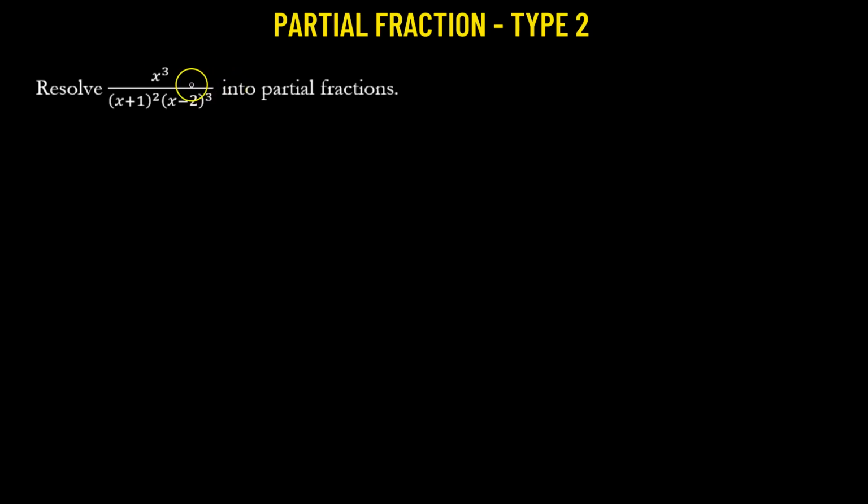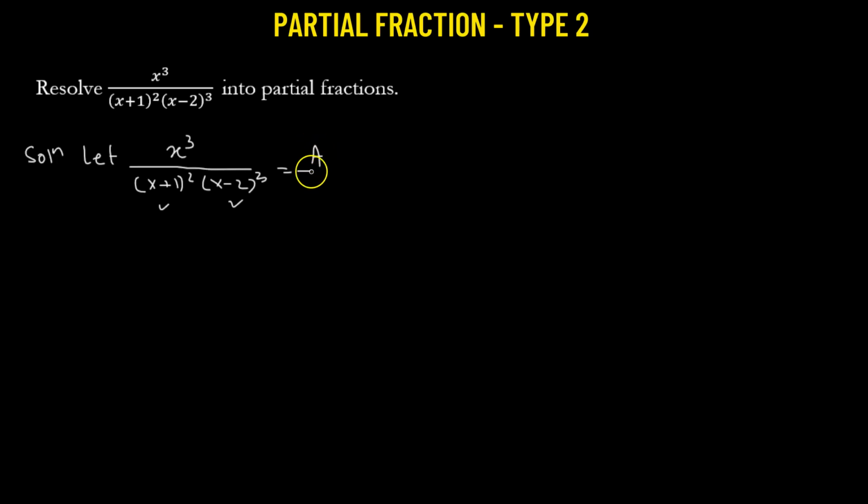In this problem, we need to resolve the given rational fraction into partial fractions. So let's begin. First, we're going to suppose that this rational fraction, which is x cubed divided by the factors (x + 1) whole squared times (x - 2) whole cubed, can be split into 5 partial fractions. That is because x + 1 is repeating twice and x - 2 is repeating 3 times.